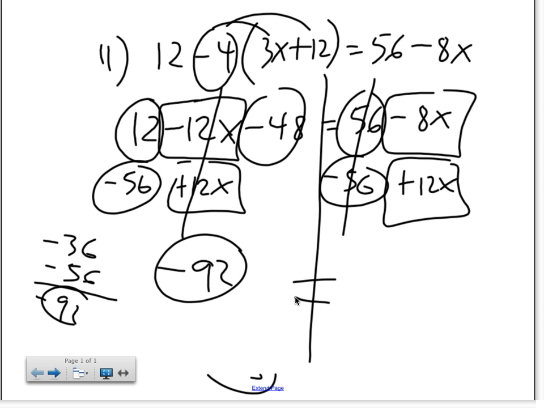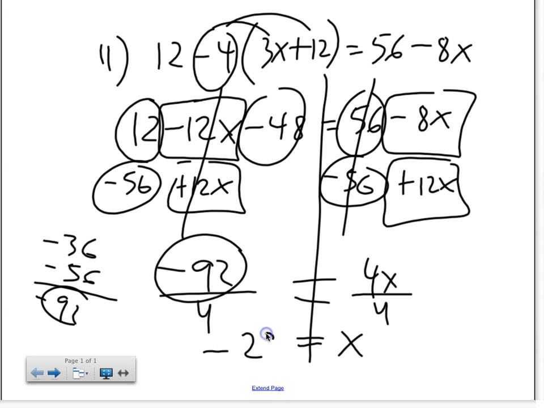Now over here, I have negative 4x plus 12x. What would that give me? 4x. Exactly. 4x. Okay? And so last step, I divide by 4 on both sides. x equals? What is x equal to? Negative 23. Negative 23.